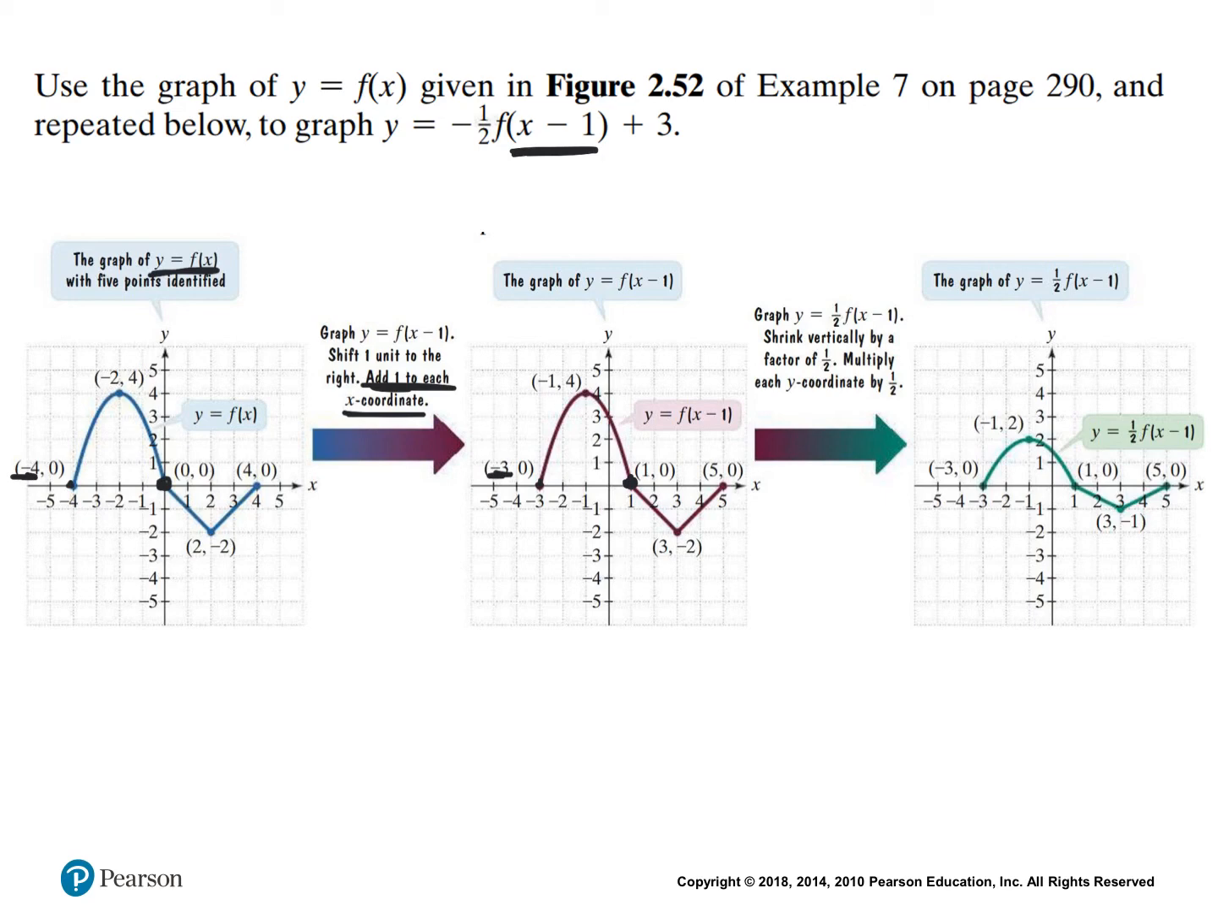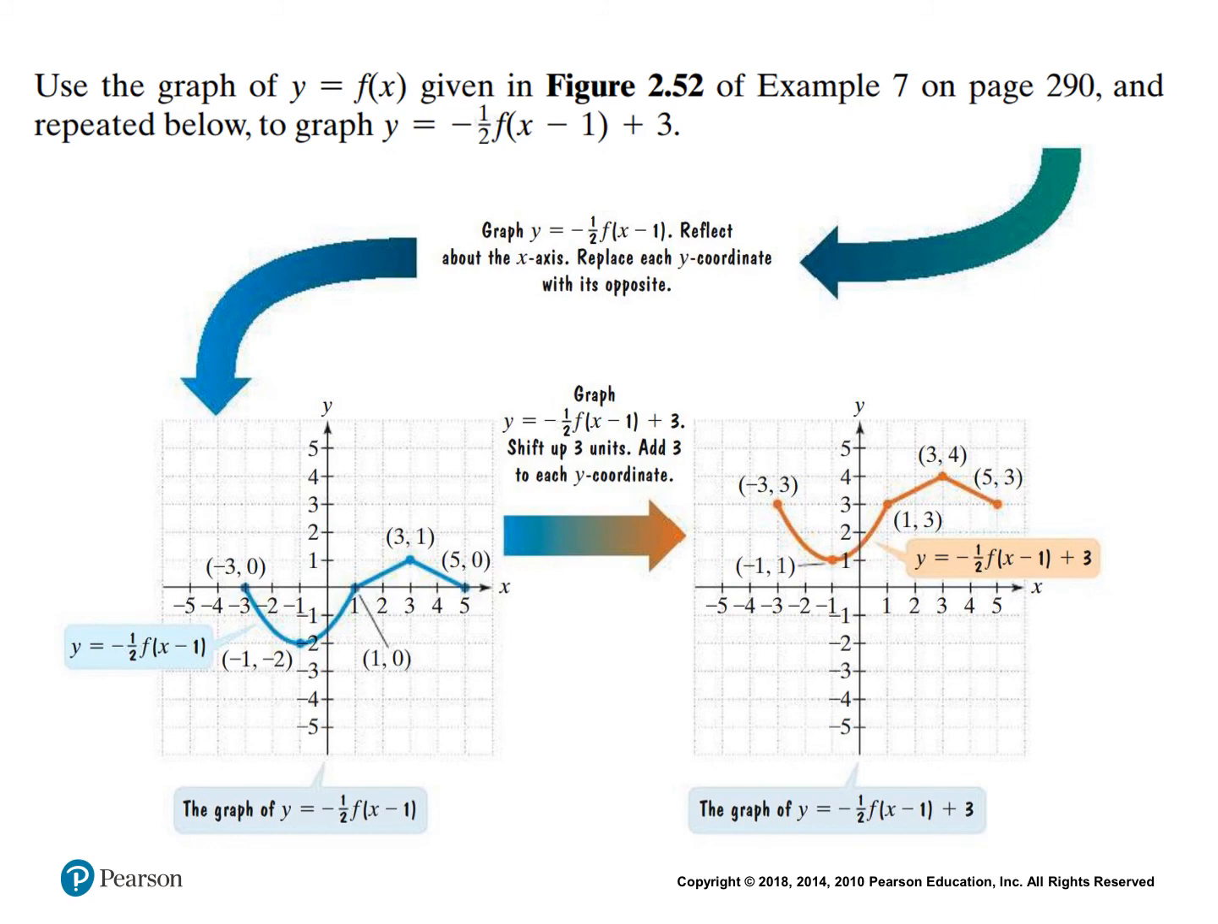And now this 1/2, we're going to shrink it by a factor of 1/2. We're going to multiply each y coordinate by 1/2. So if I take 4 times 1/2, I get 2. And then you keep doing that pattern. If I take -2 times 1/2, I get -1, and so on. So you notice it vertically shrunk it. It got shorter than it was. Now we're going to take this green graph and transform that into the next step.